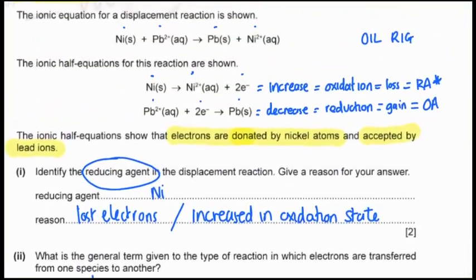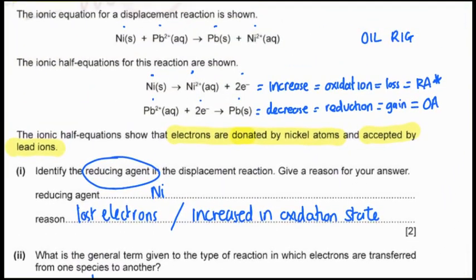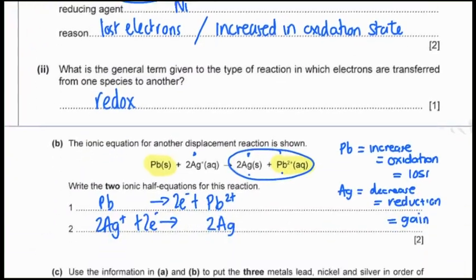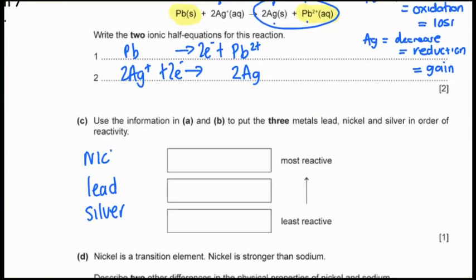If we go up further, we know here we've got nickel versus lead, and in nickel versus lead, nickel is the ion at the end, so nickel must beat lead, so therefore nickel goes here. So in this case, it's nickel, lead, and silver.